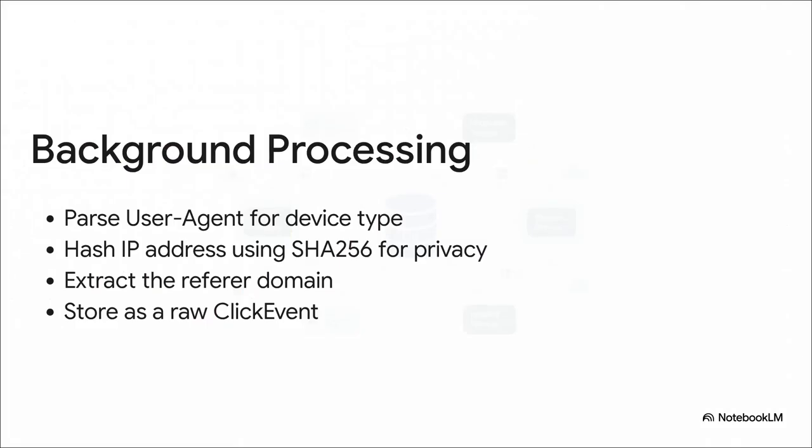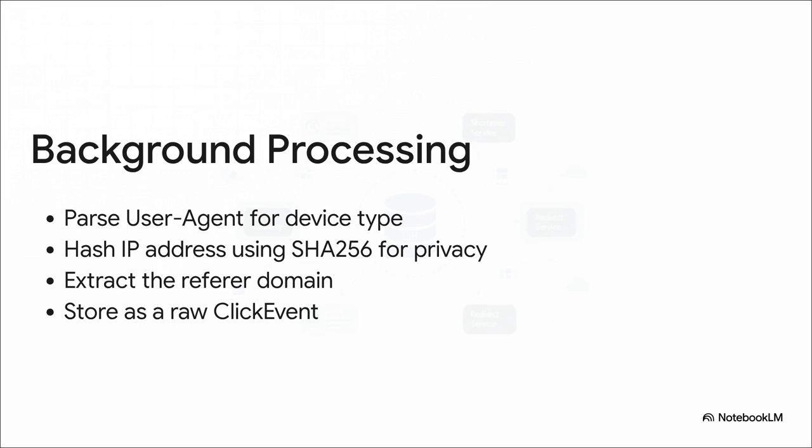Meanwhile, working hard behind the scenes, there's a separate Django analytics consumer listening to that RabbitMQ queue. When it picks up a message, it gets right to work. First, it parses the user agent to see if the click came from a mobile phone, tablet, or desktop. Second, it takes the user's IP address and hashes it using SHA256.